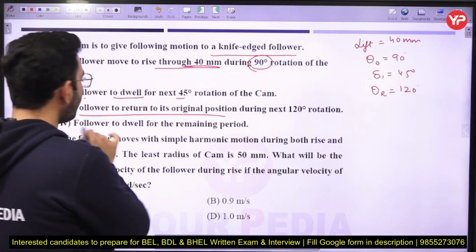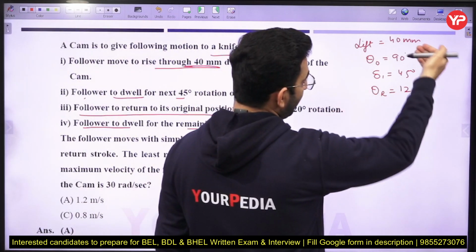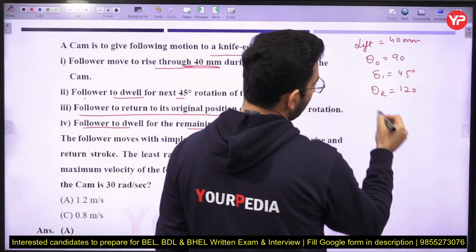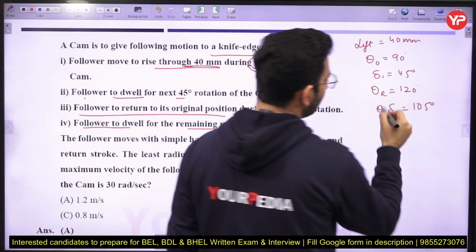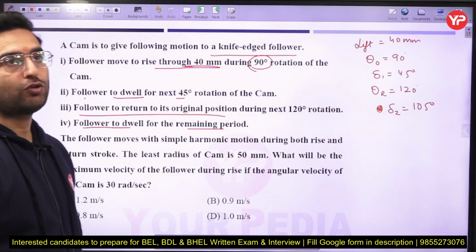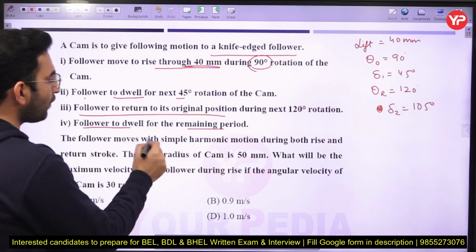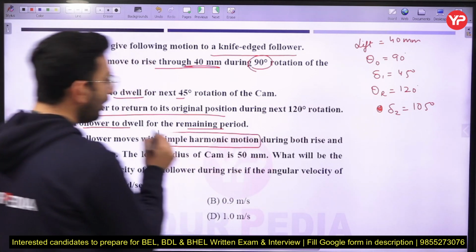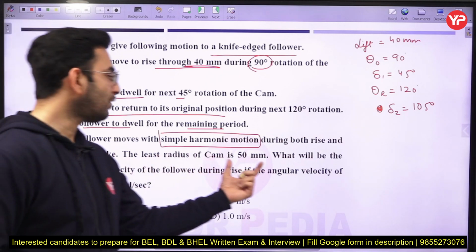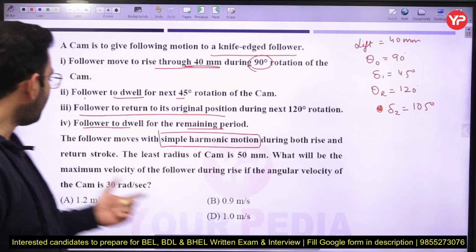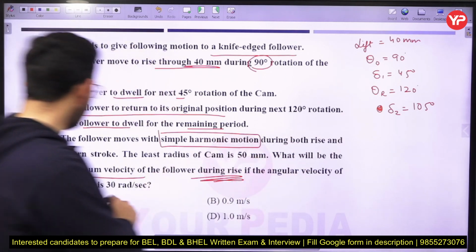And the next part is the follower to dwell for the remaining period. So we can say 120 plus 90, 210, plus 45, that is 255, and the remaining will be equal to 105 degree here. Okay, so there are two dwells: one of 45 degree and then a dwell of 105 degree here. So what do you want to find out? The follower moves with simple harmonic motion during the rise as well as the return stroke, and the least radius of the cam is 50 millimeter here. What will be the maximum velocity of the follower during the rise if the angular velocity is 30 radian per second here?